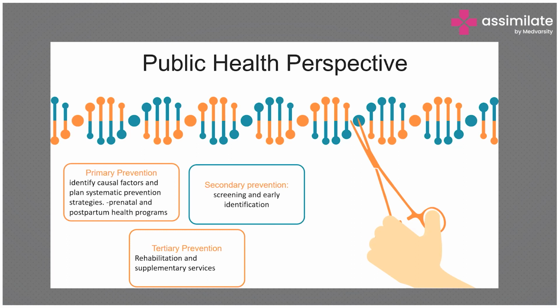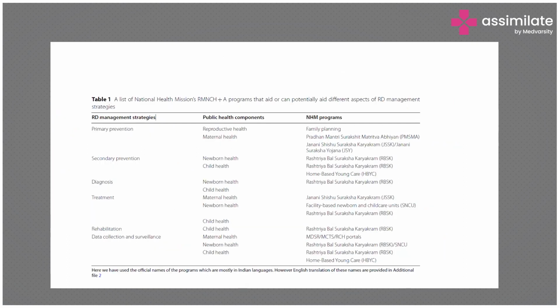Tertiary prevention is rehabilitation. Suppose they have some disease which is debilitating and they have become disabled. We need to do some kind of rehabilitation and provide them some supplementary services, whatever is necessary. So these are some of the public health perspectives and how we can work on rare diseases. And the other one is basically about research, which I already told about. As I said, the Government of India already has a national program and it can be integrated into the National Health Mission.